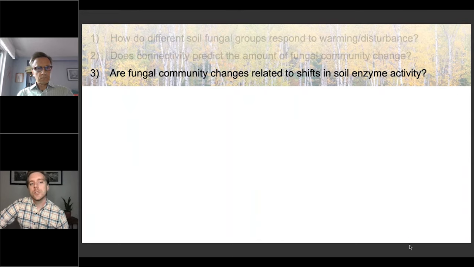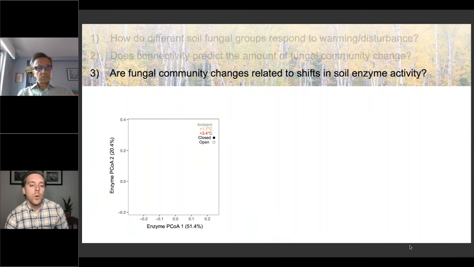Now, finally, I was interested in trying to relate how community shifts relate to these functional consequences, right? Because the activity of microorganisms below ground has important consequences for soil carbon cycling. So one of the first things we did was look at how enzyme profiles shift, in a similar analysis type as looking at microbial community composition.